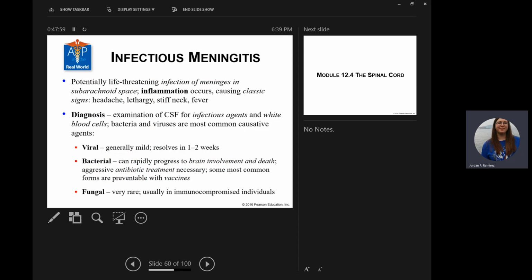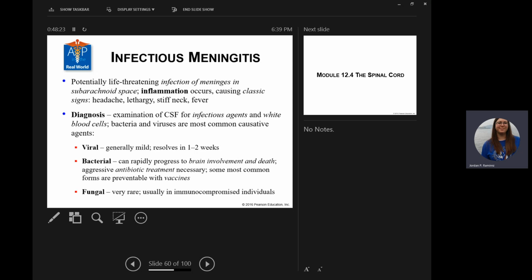All right, so we're going to talk real briefly about infectious meningitis. This is potentially a life-threatening infection of the meninges in the subarachnoid space. Inflammation is going to occur, causing classic signs of headache, lethargy, stiff neck, and fever. Essentially, to diagnose this, you have to examine the cerebrospinal fluid for infectious agents.